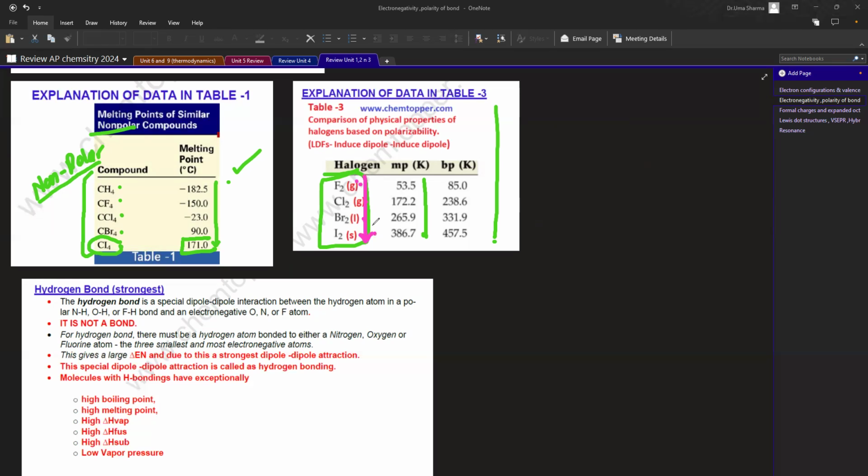Why are the attractive forces increasing, Isabella? Ritika? Because attractive forces are LDFs, London dispersion forces, and they depend on molar mass and, yes, polarizable, and second factor, size. So please memorize these two factors.